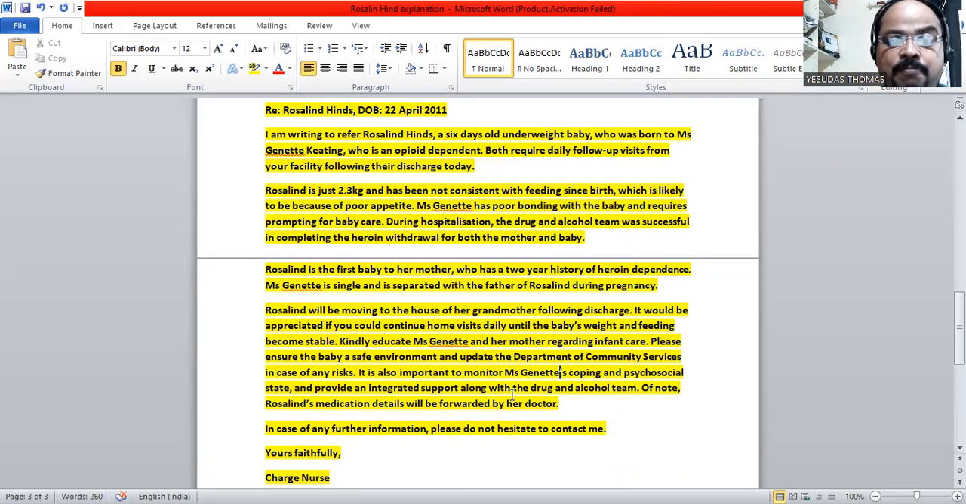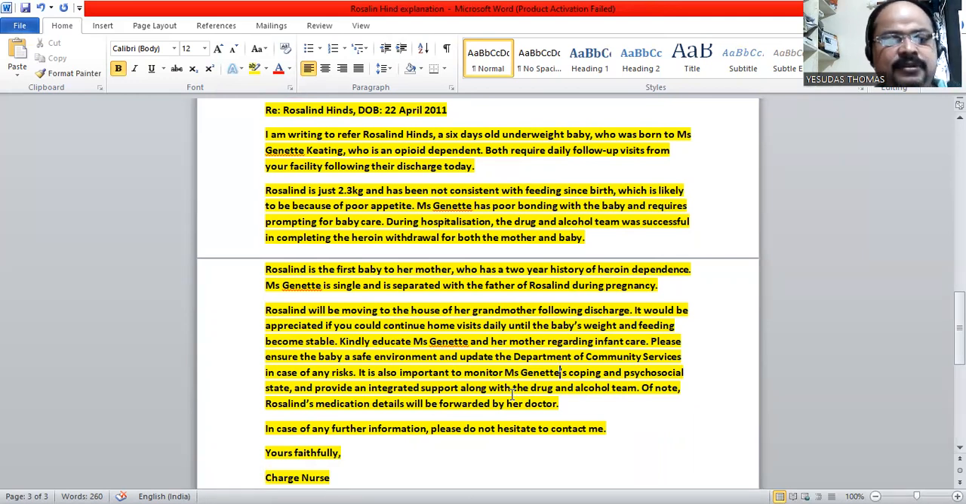So you do have a big paragraph there regarding the discharge plan. So where she'll be moving, till when she needs the visit, what you need to educate the mother and grandmother, what you need to provide in the environment. So you need to monitor the psychosocial state and integrate the service with the drug and alcohol team. All these are there. So we have entered all these things there.